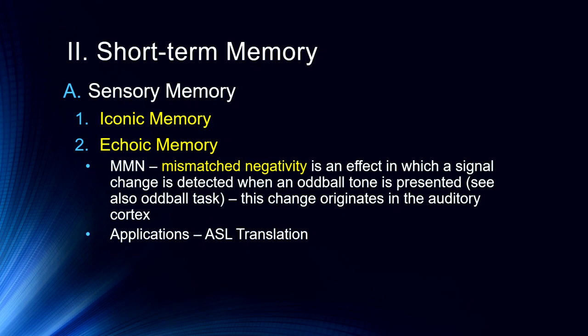What makes this interesting is that we can direct this change in event-related potentials, and particularly in fMRI studies, to the auditory cortex. So this is happening where auditory information is being processed primarily. And so this is a very early holdover of information until we can deal with it.